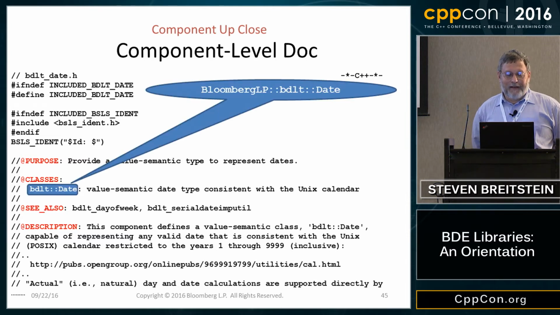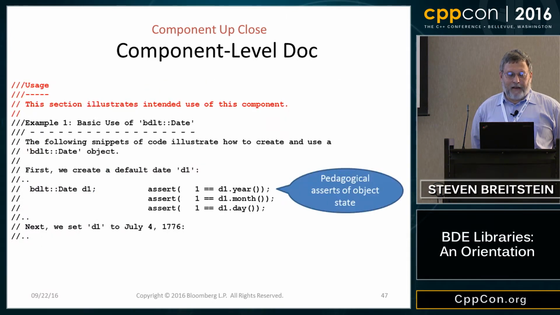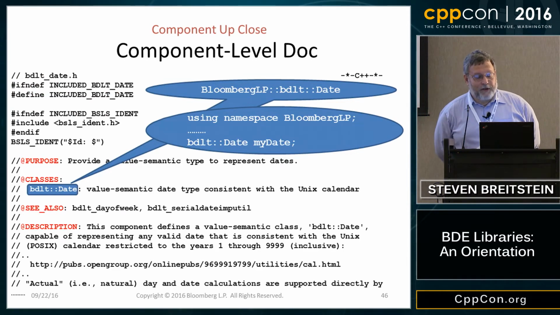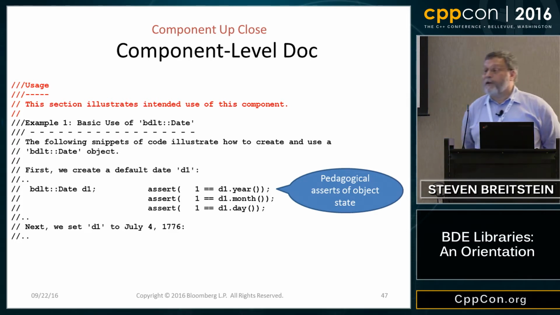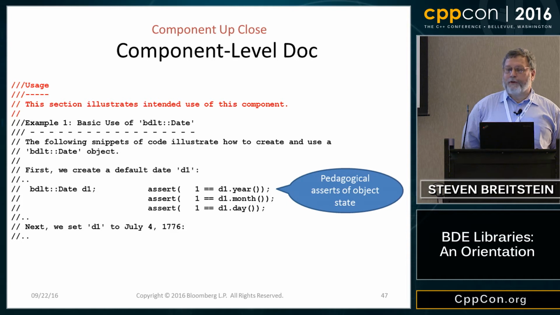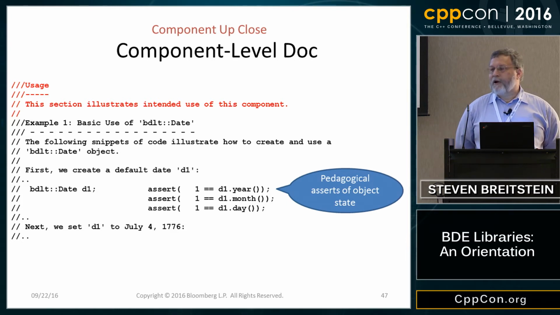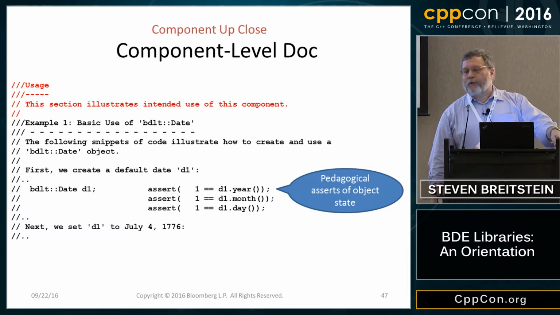Okay. Again, there's our date, the class that we're allowed to use. See also, and the description is self-evident. There's also a usage example that typically has pedagogical asserts. That's to say, we don't actually expect somebody to be default constructing a date and then asserting to see that it was done correctly. That's just there as a comment. All the usage examples are tested. One of the responsibilities of the test driver is to mechanically reproduce the usage example and show that it works correctly.